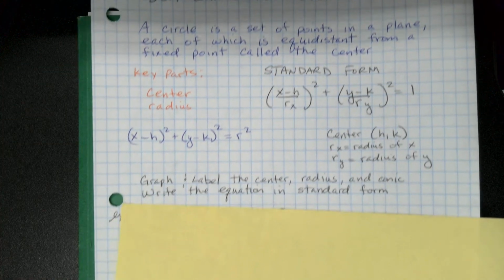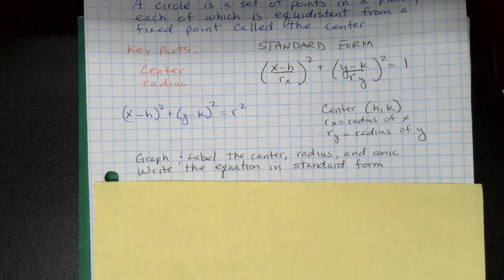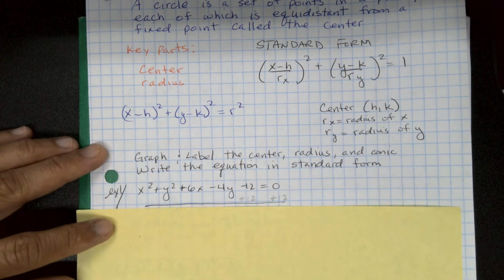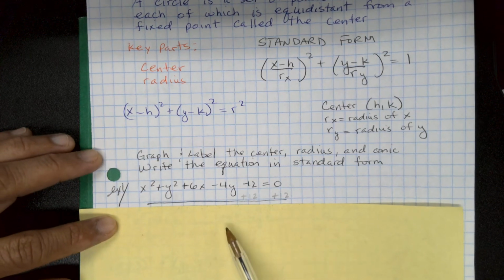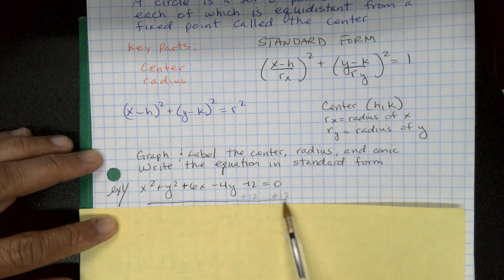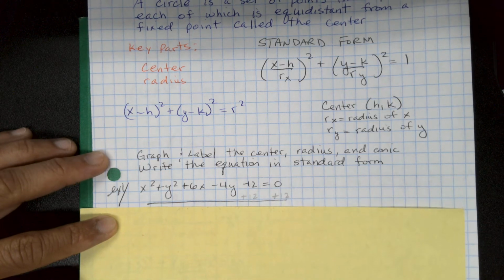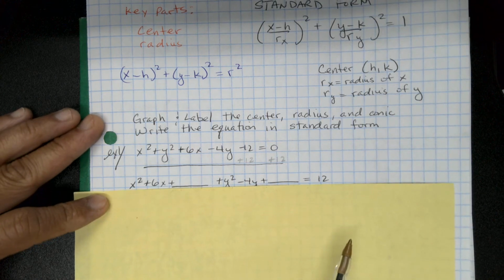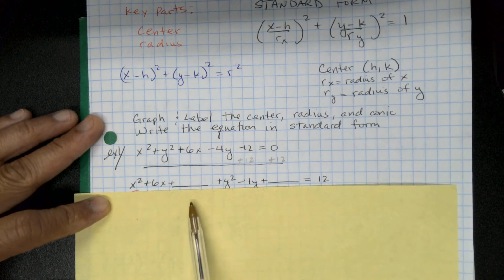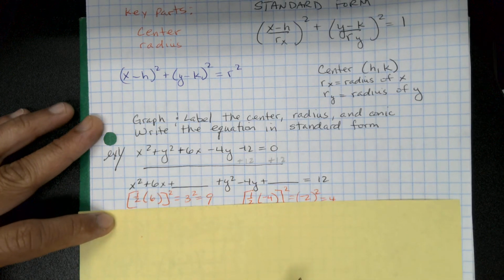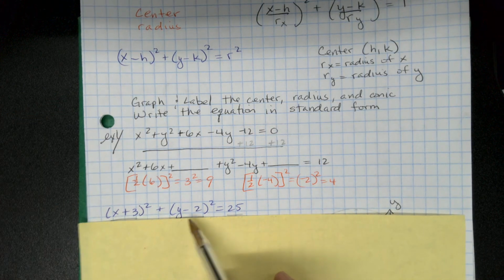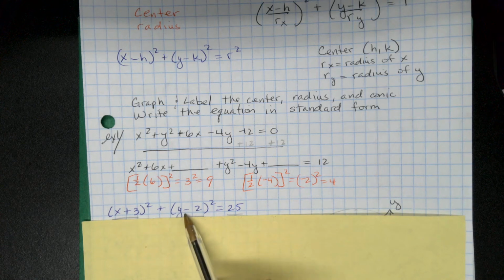All right, example 1. Graph and label the center, radius, and conic. Write the equation in standard form. So here is our quadratic equation. First, we're going to add the constant to both sides of the equal sign, just like what we did in the previous lesson. Next, combine all our x's together, combine all the y's together. After that, we're going to complete the square so that we can write it down with a square here and a square here.